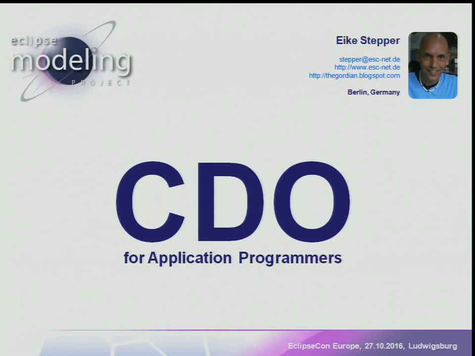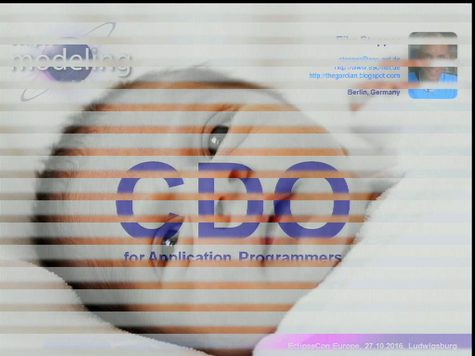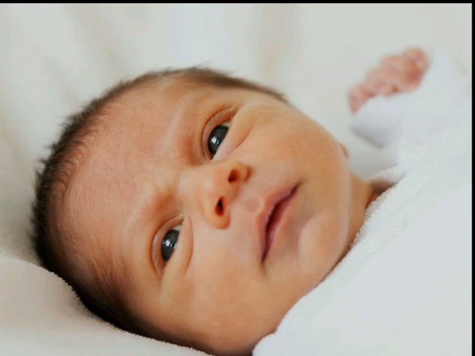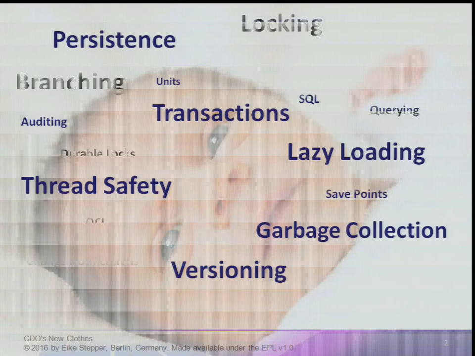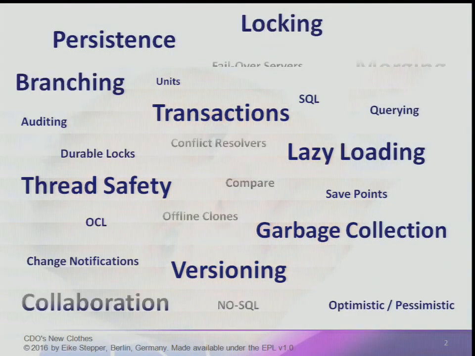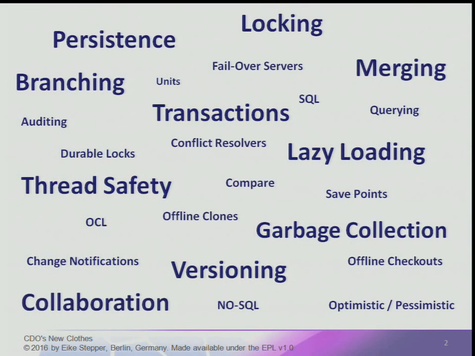A short UI demo and then dive from there into coding against our APIs. CDO is a very old technology these days, 12 years old at Eclipse. Over the years we've added lots and lots of functionality. Of course we can't show everything here, so we'll mostly focus on thread safety, transactions, garbage collection, change notifications a little bit.